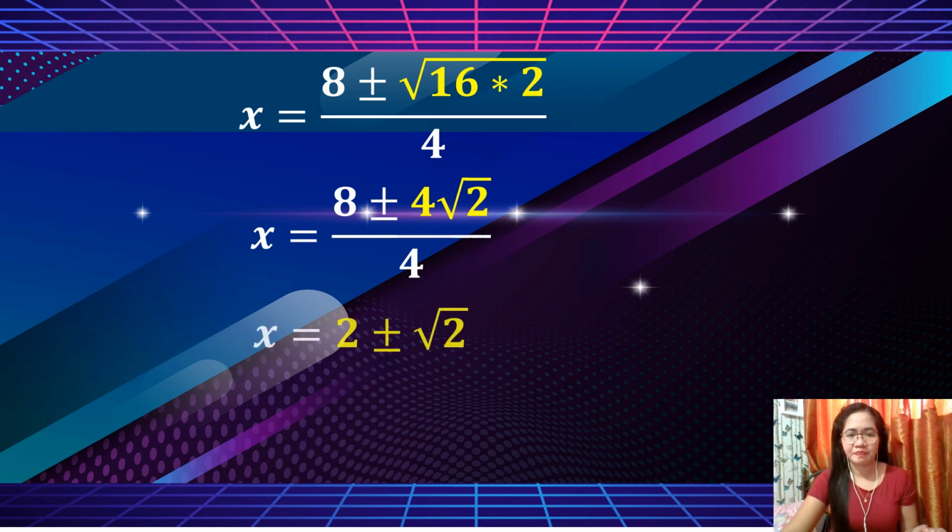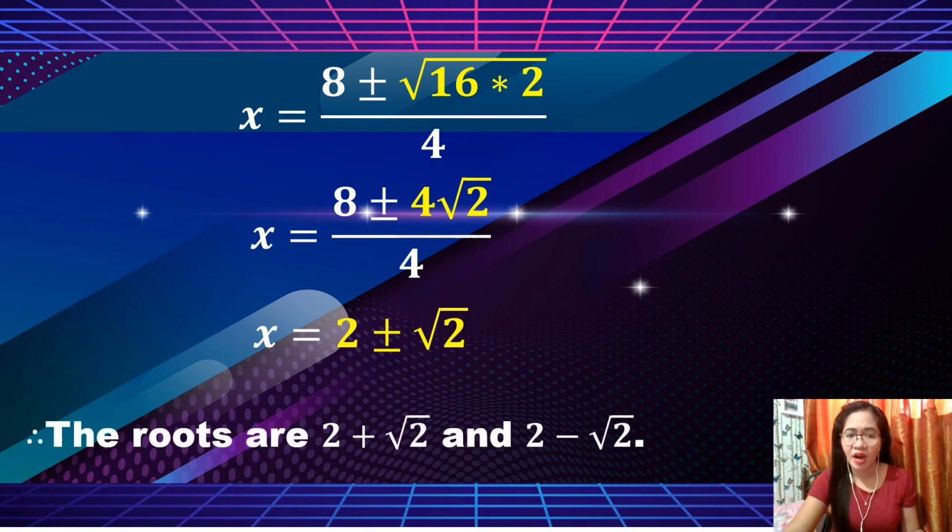Next, we're going to simplify. Since 8 is divisible by 4, 8 divided by 4 is 2. And 4 divided by 4 is 1. And where is the 1, teacher? 1 is invisible, so no need to write the 1. What remains is the square root of 2. And this has a plus or a minus, so we are going to separate them. Therefore, the roots are 2 plus square root of 2, and separately, 2 minus square root of 2.